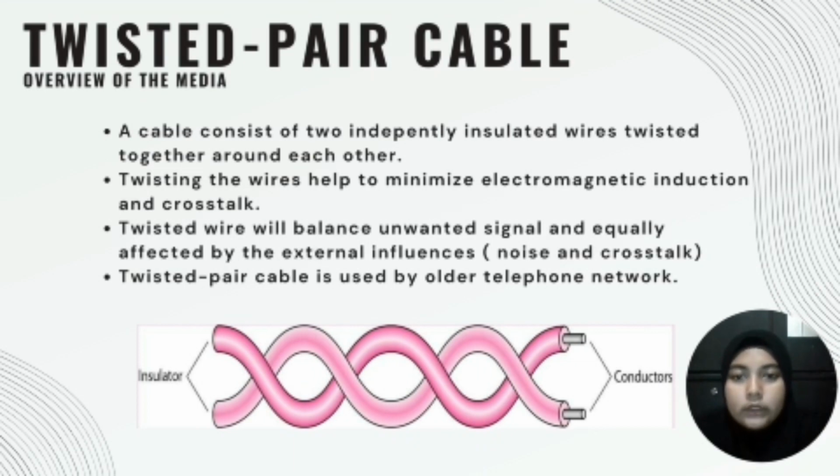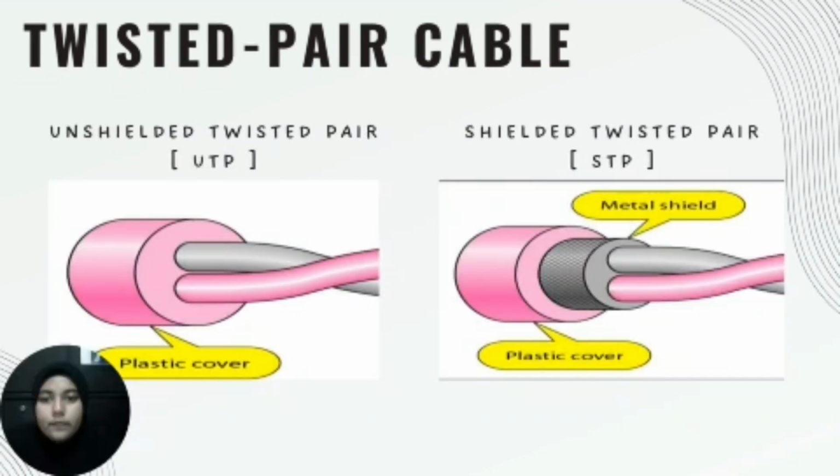There are two parts of the twisted pair cable. The outer part of the twisted pair cable is called the insulator and the inner part is the conductor. There are two types of twisted pair cable, which are unshielded twisted pair (UTP) and shielded twisted pair (STP). The difference between UTP and STP is that in UTP the twisted wire is only covered by a plastic cover, while in STP the twisted wire is covered by a metal shield and a plastic cover.